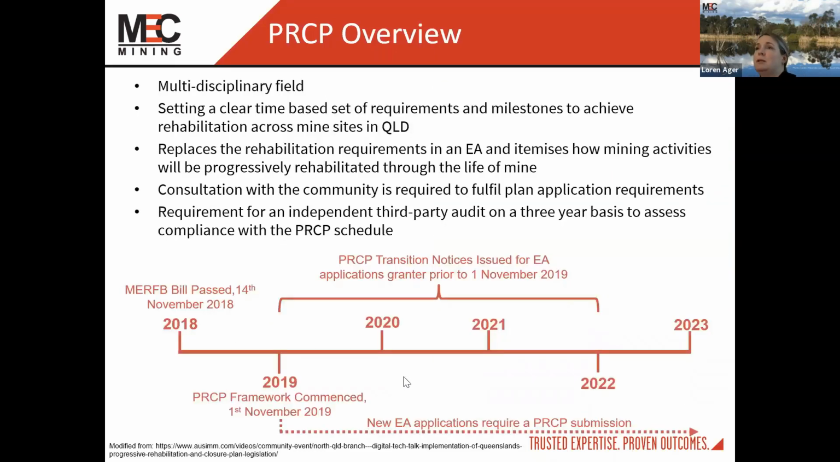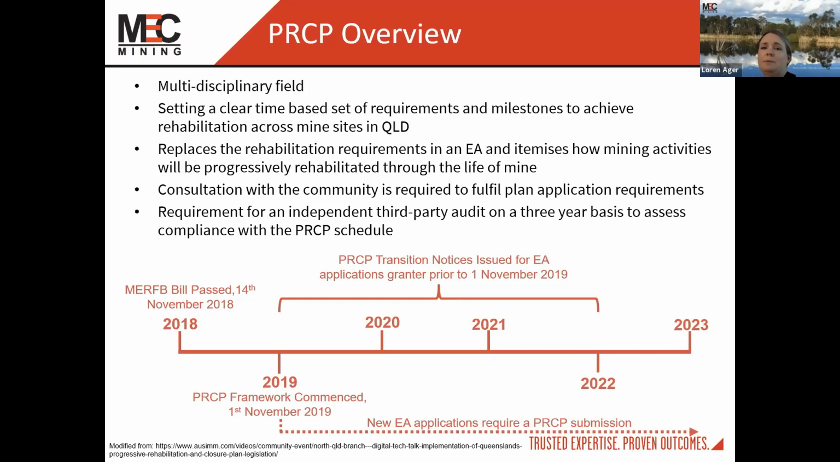So PRCPs are a multidisciplinary field, and originally a lot of the environmental authority or impact statements weren't done by your environmental teams on site or in head offices. This process now requires more people to be involved than just the environmental team. So that traditional focus now includes mine planning, engineering, geology, geotech, and also consultation with communities.